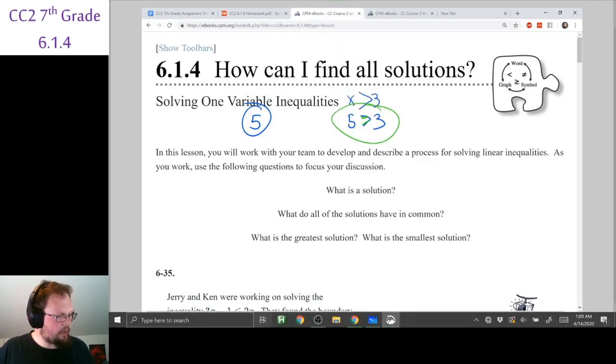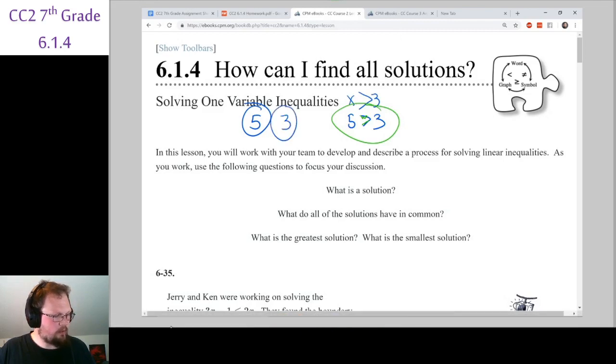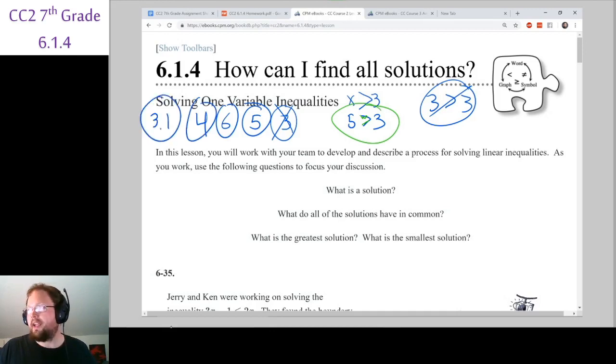And then you look and you say, okay, well, what about 3? Does 3 work? Well, if I put 3 greater than 3, that is not true. So 3 does not make this true. 6 makes it true. 4 makes it true. 3.1 makes it true. Any number that makes this true is an answer to an inequality.